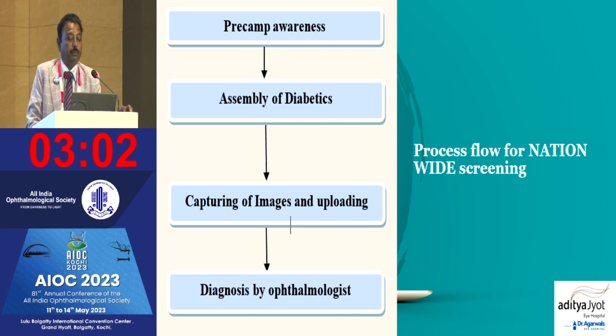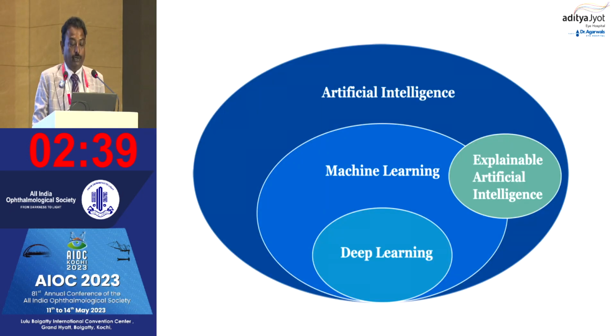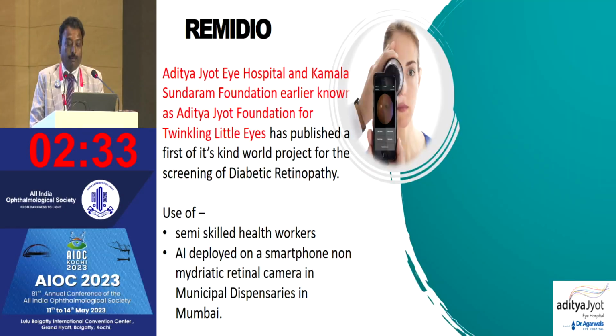So we have this pre-camp awareness, which we do in the entire slums of Mumbai, assembly of diabetics, capturing of the images and uploading. Right now we are using the ophthalmologist, we use AI, and we also use trained optometrists and image graders. And this is what I suggested as AOS president in 2019. This is what I wanted for the entire India for nationwide screening. So you have AI, machine learning, deep learning, and then we have explainable AI.